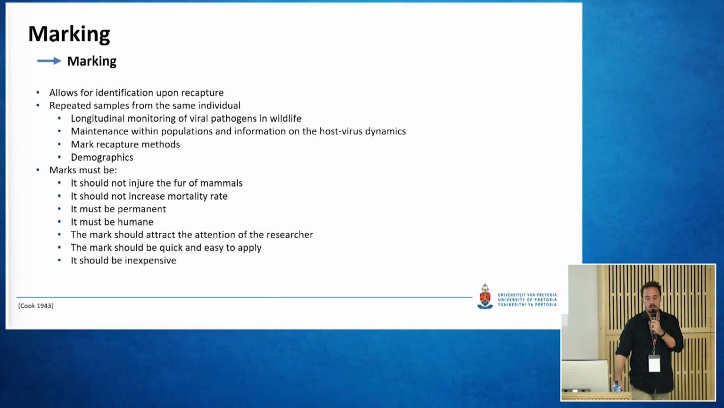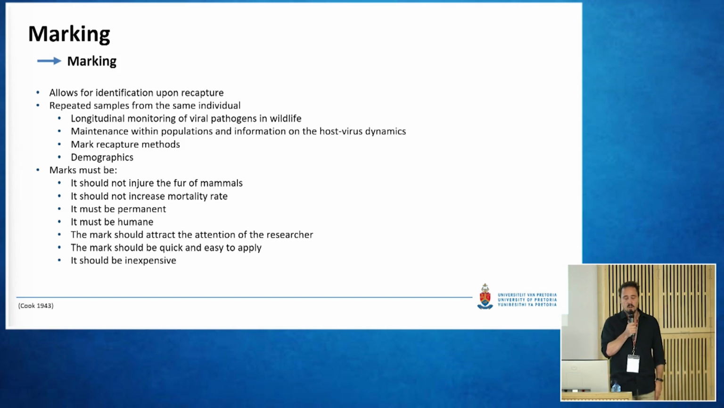And then we go to marking, or tagging. Now, when animals are marked, it allows for the identification upon recapture. So you actually get recaptured animals. And you can get repeated samples from the same bat, which allows for longitudinal monitoring of viral pathogens in wildlife. And then we can look at the maintenance of these viral pathogens in a population. It also, I remember somebody yesterday mentioned something about marker recapture methods, and it allows you to use marker recapture methods to estimate population sizes and survival of animals in a population, and also just to look at demographics a bit.